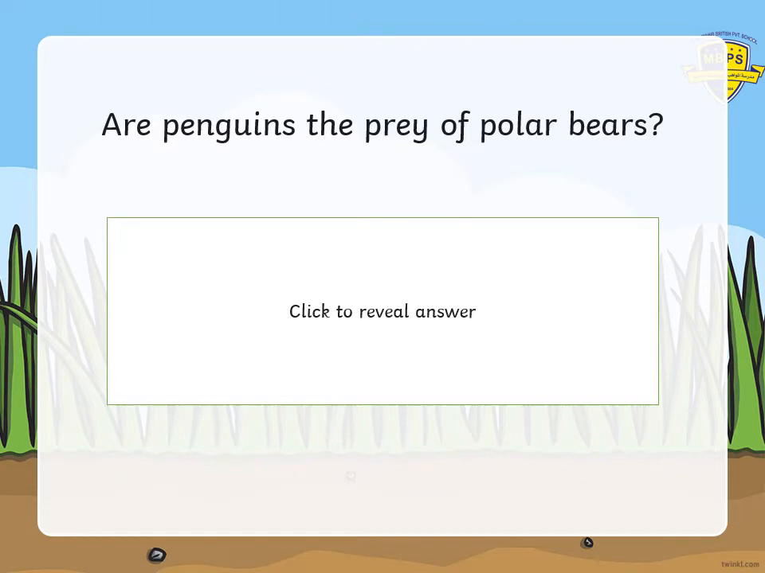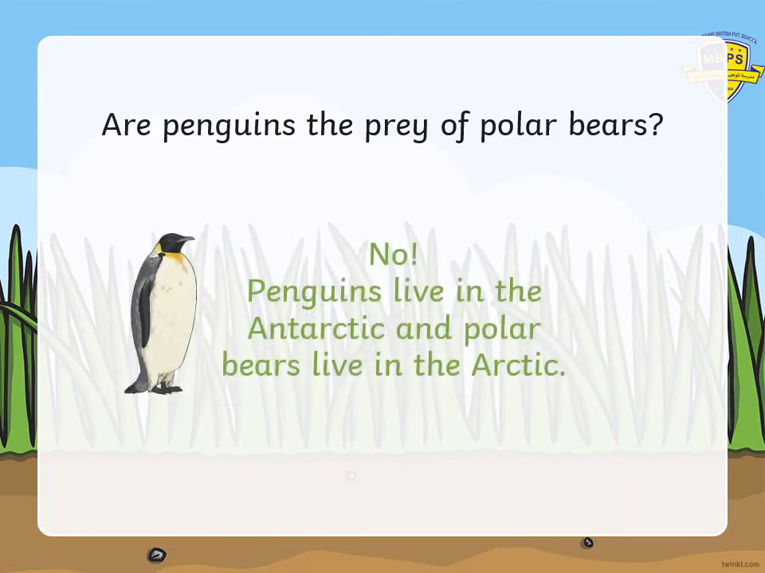Are penguins the prey of polar bears? Do you think penguins are the prey of polar bears? Where do the polar bears live and where do the penguins live? No. Penguins live in the Antarctic, that means the South Pole, and the polar bears live in the Arctic, that means the North Pole. So they are not the prey of polar bears.